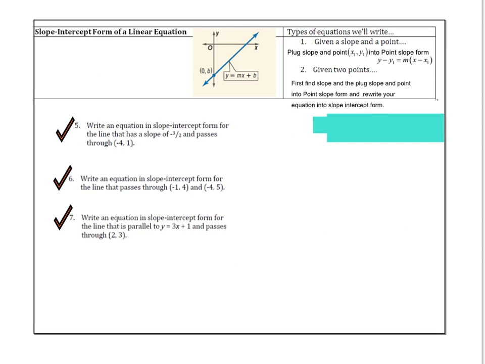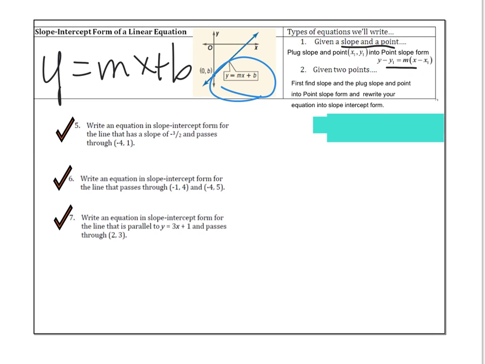So now, slope-intercept is probably the one you guys are most familiar with, probably the one you've seen the most. Y equals mx plus b. So given a slope and a point, it's easy. You just put it into point slope form. That one might be a little bit tougher. If you're given 2 points, figure out the slope, and then put that into point slope form, and then kind of solve it. So if I look at number 5, here's kind of what I'm doing.